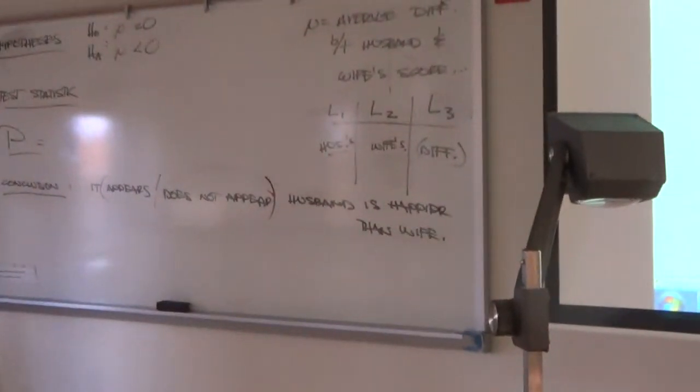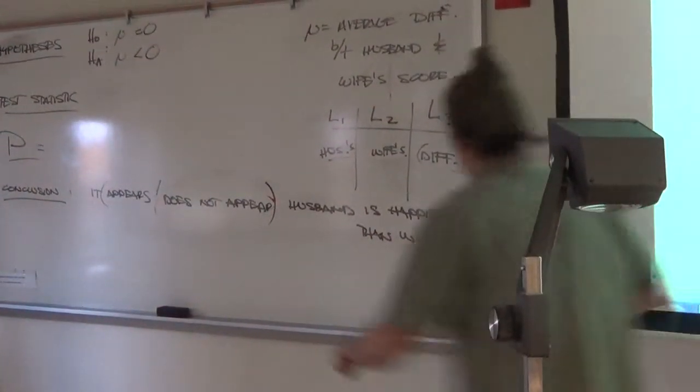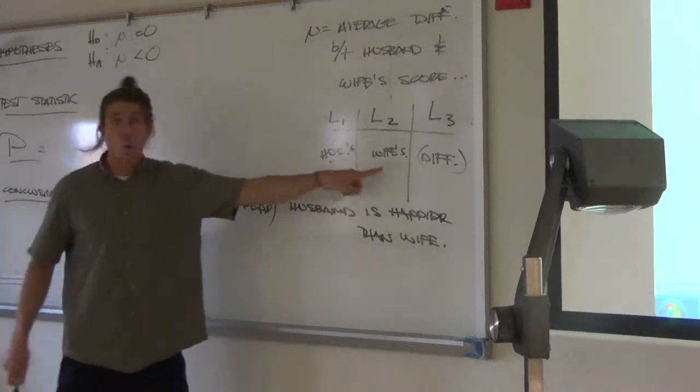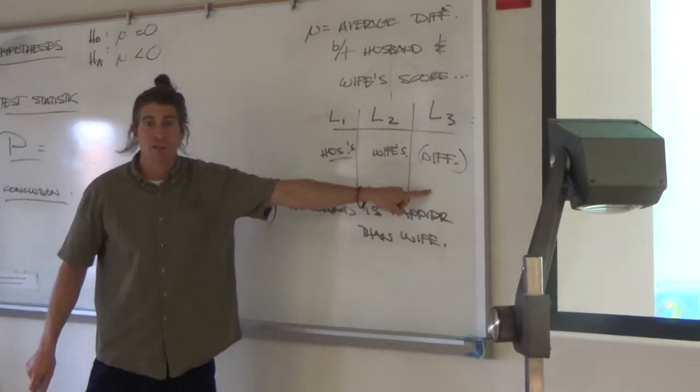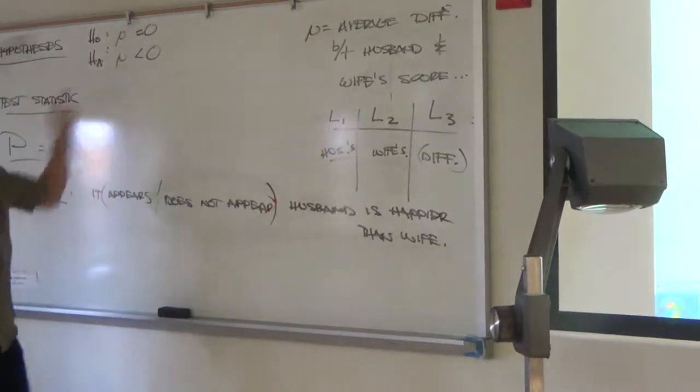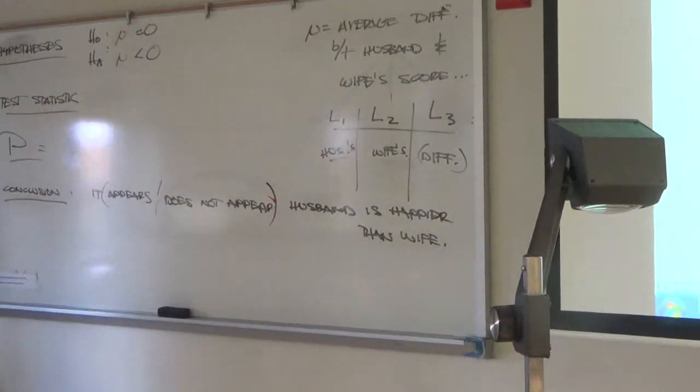Good. Hold that thought. If we believe that statement, then the husband's numbers are lower than the wife's, which means we have smaller minus bigger, which equals negative, less than zero. Fair enough?